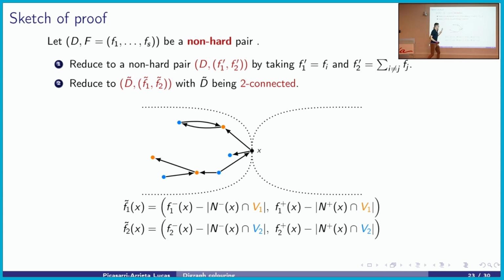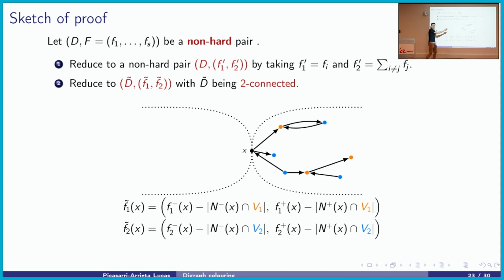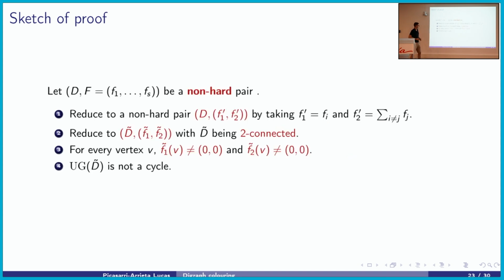And then we can continue this process unless what we obtain here is a hard pair. And if this is the case, we just do the opposite, so we color the right side. And if this is again a hard pair, then we have a contradiction because we have two hard pairs glued on X, and this is again a hard pair. So if we continue this process, we will manage to obtain a smaller pair for which the digraph is two connected.